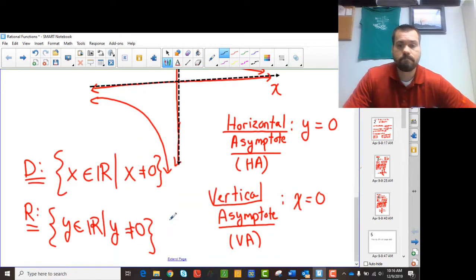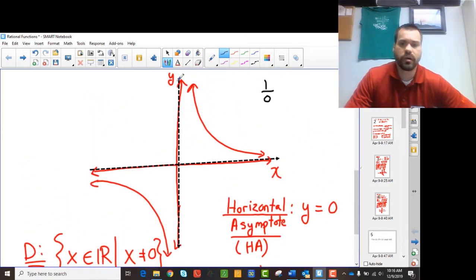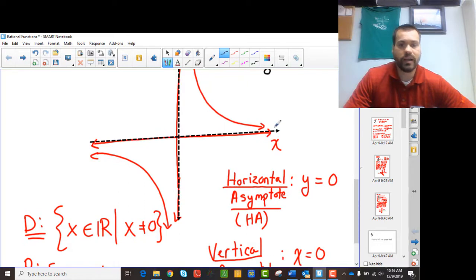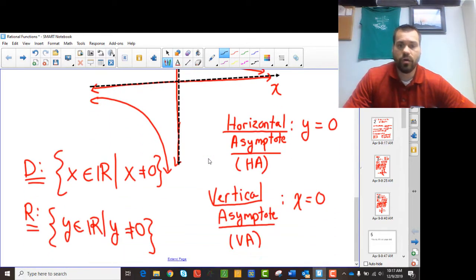Okay? So those are the 4 things that we look at. You might be saying, well, we always looked at x and y intercepts. Well, we do sometimes, but here there actually aren't any. There's no y-intercept because x can't be 0. So you have both y can't be 0 and x can't be 0. So if x can't be 0, you can't have y-intercepts. And if y can't be 0, then you can't have x-intercepts either. And so you end up with no x or y intercept.